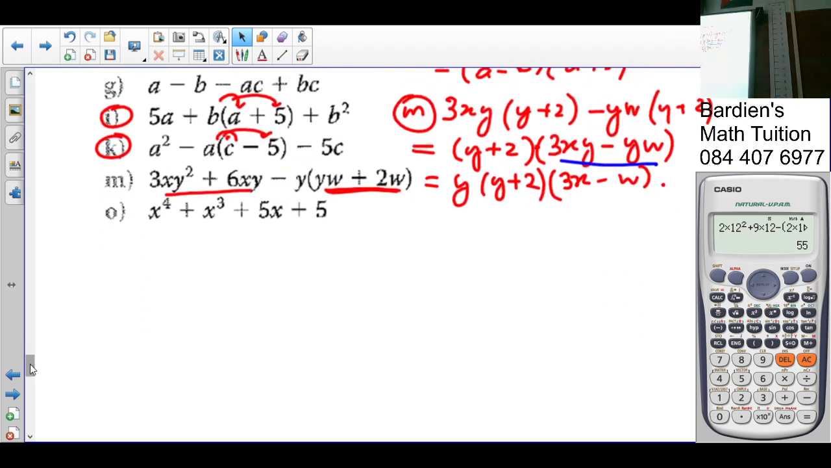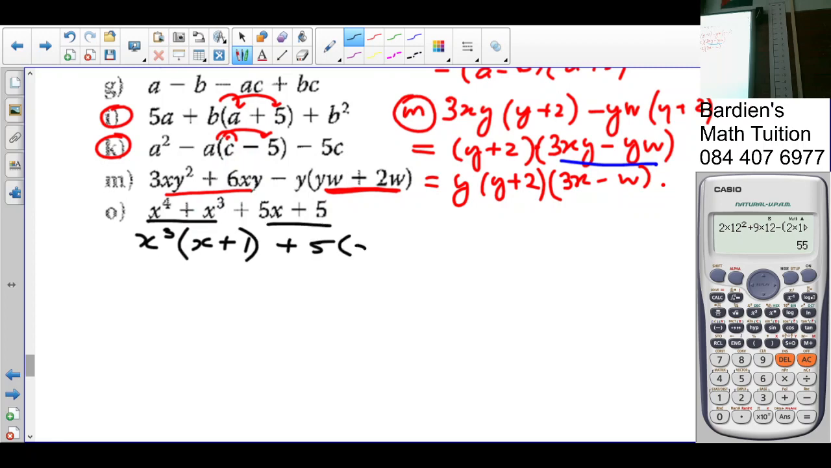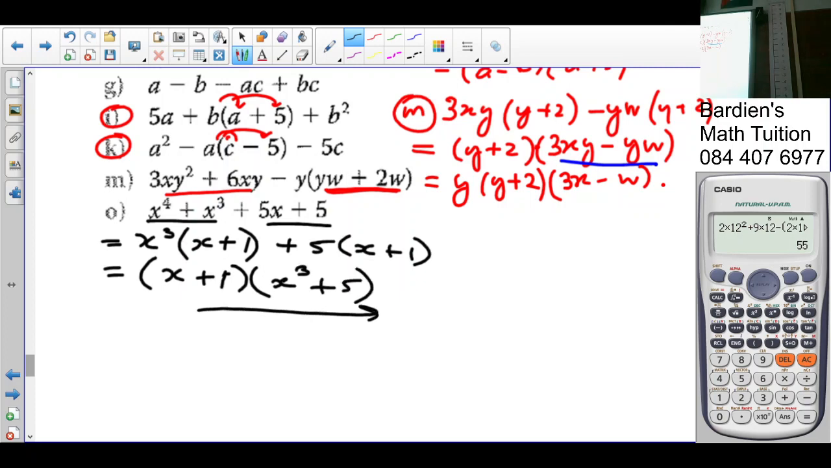The last one, O. We got x cubed as a common factor. What we left with? X plus 1. What is common there? I'm left with x plus. What is common now? X plus 1. I'm then left with x cubed plus. Okay, any confusion there?